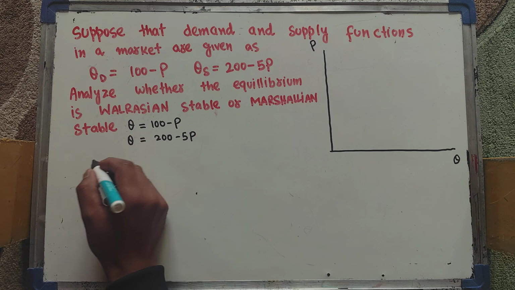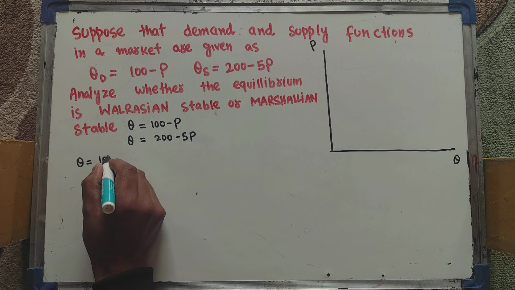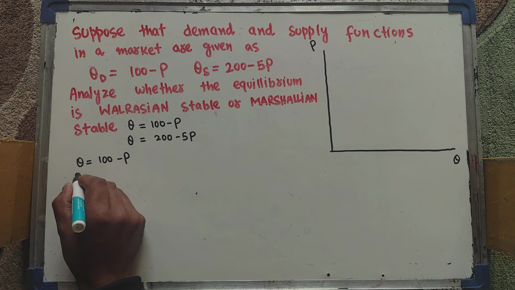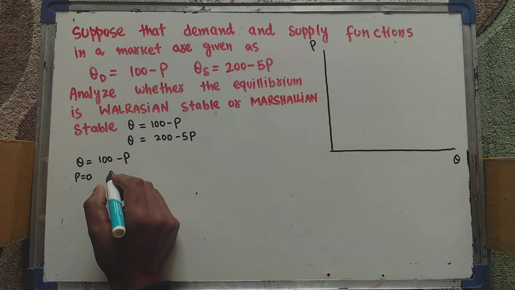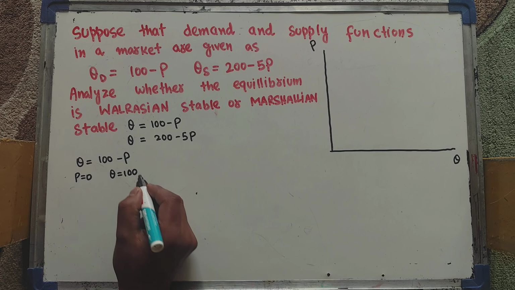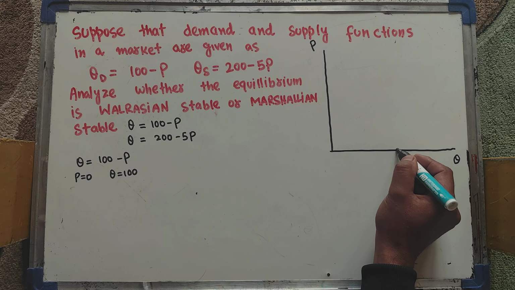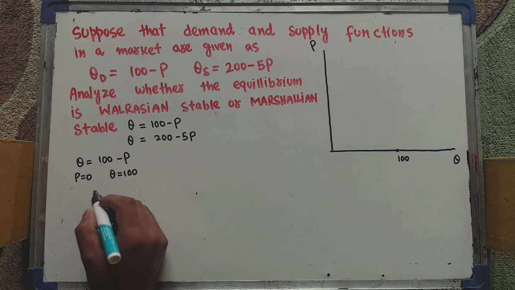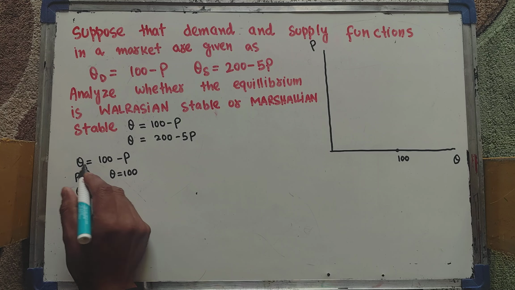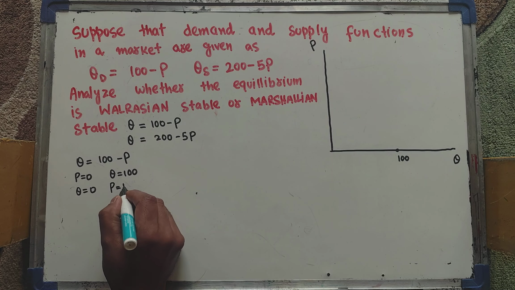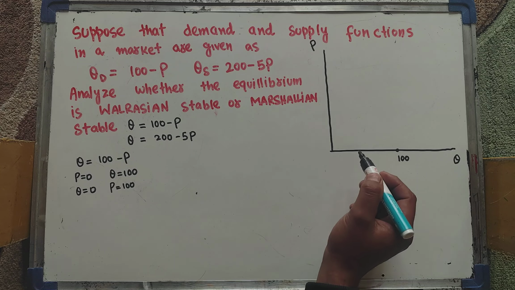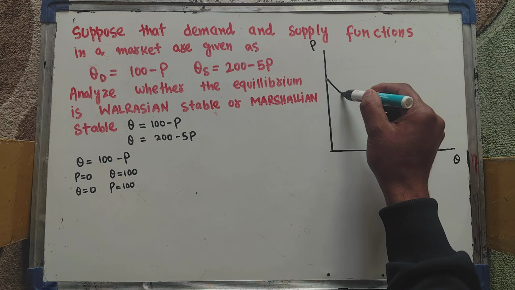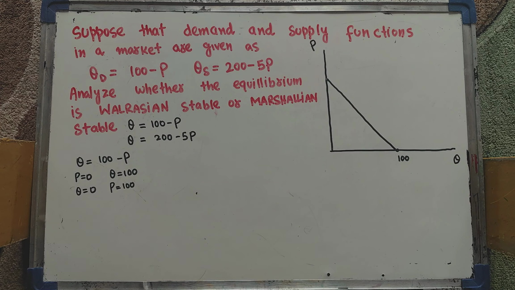If I draw the graph of Q is equal to 100 minus P, how do we draw it? Let us suppose when P is equal to 0, this implies Q will be equal to 100. Let us suppose this is 100. When Q is equal to 0 in this equation, P will be equal to 100. So price is equal to 100. Let me draw it. So we have this demand function, the usual demand function.